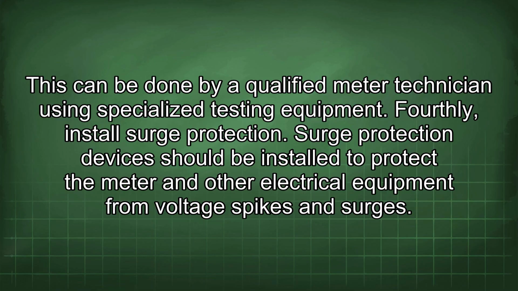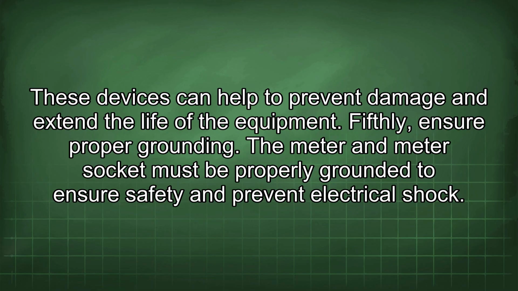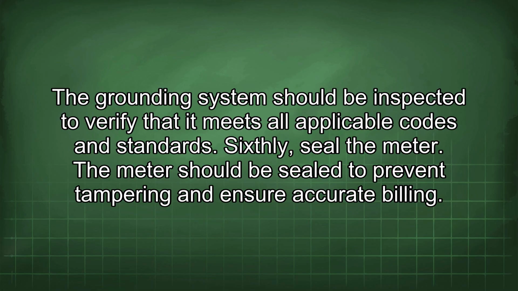Fourthly, install surge protection. Surge protection devices should be installed to protect the meter and other electrical equipment from voltage spikes and surges. These devices can help to prevent damage and extend the life of the equipment. Fifthly, ensure proper grounding. The meter and meter socket must be properly grounded to ensure safety and prevent electrical shock. The grounding system should be inspected to verify that it meets all applicable codes and standards.